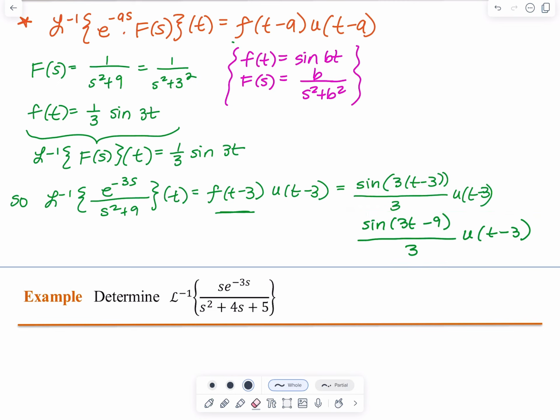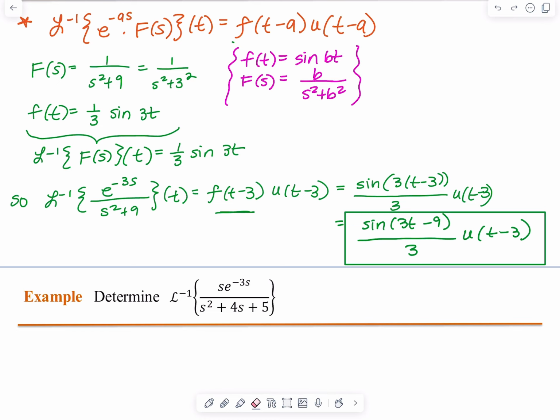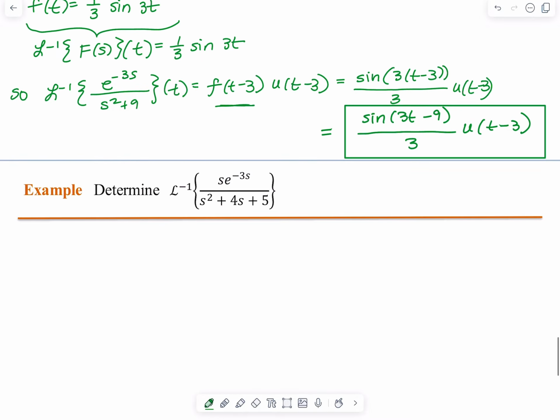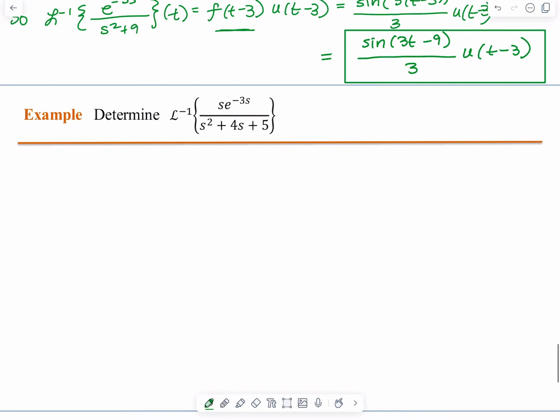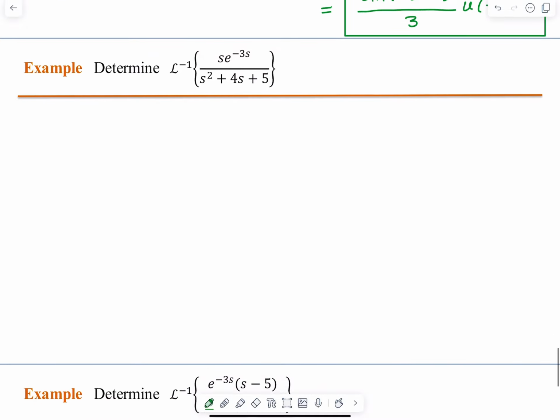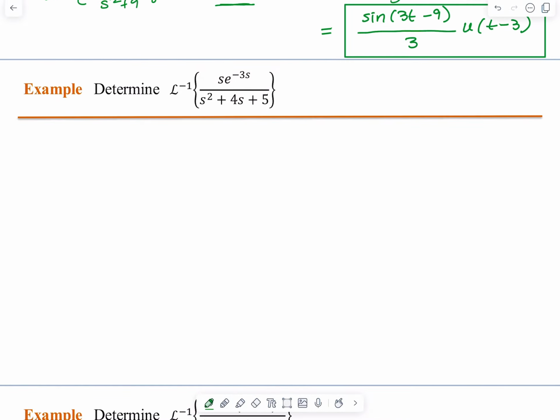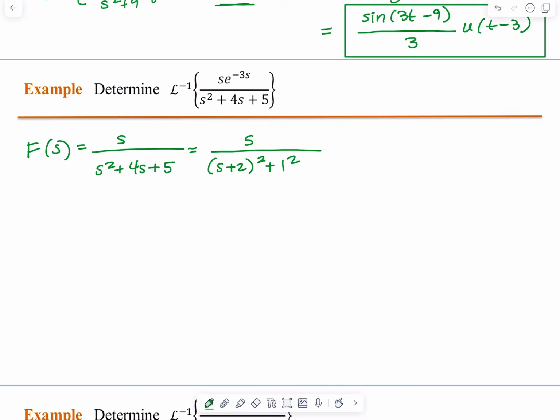Okay, let's take a look at our next problem. Determine the inverse transform of s e to the negative 3s divided by s squared plus 4s plus 5. Now this one we're going to do a little bit of algebra. So we see that F of s is equal to s divided by s squared plus 4s plus 5. And that is equal to, and we're going to go ahead and complete the square in the denominator. So that's s plus 2 squared, of course, plus 1. That'll give us our 5.